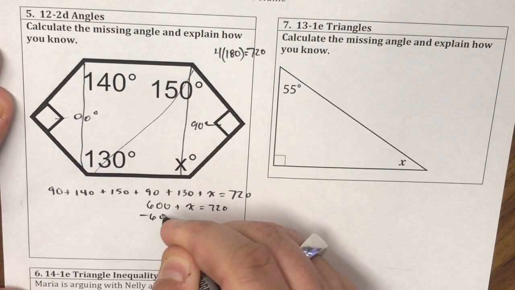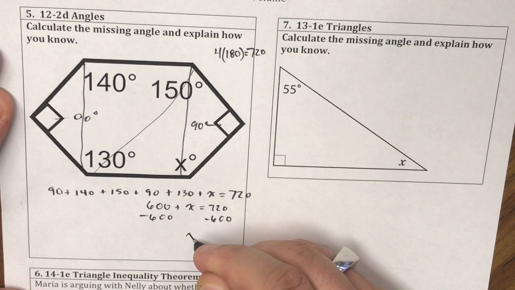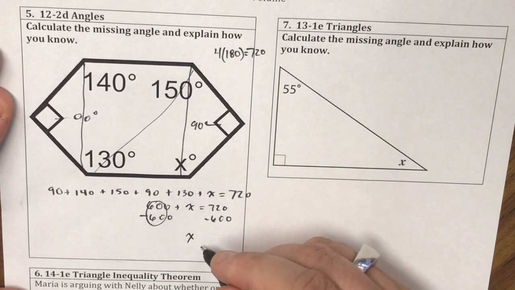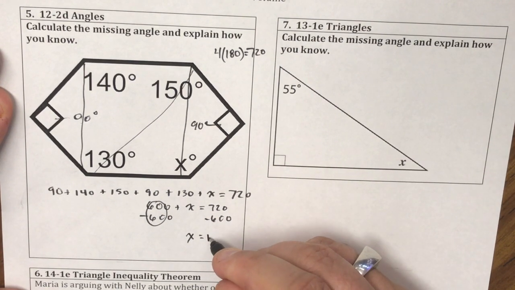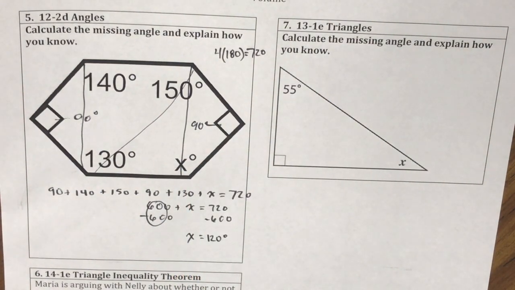I can subtract 600 from both sides. This is an additive inverse. This is 0. 720 minus 600 equals 120 degrees. So x is 120 degrees.